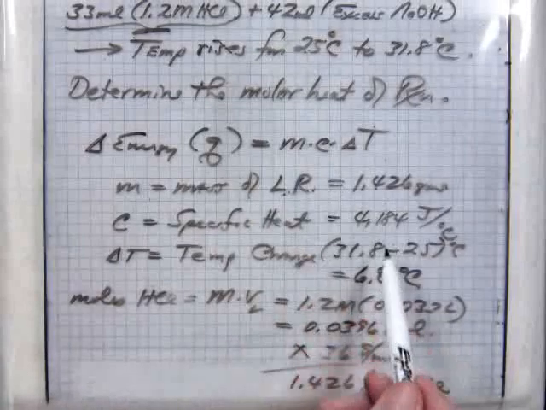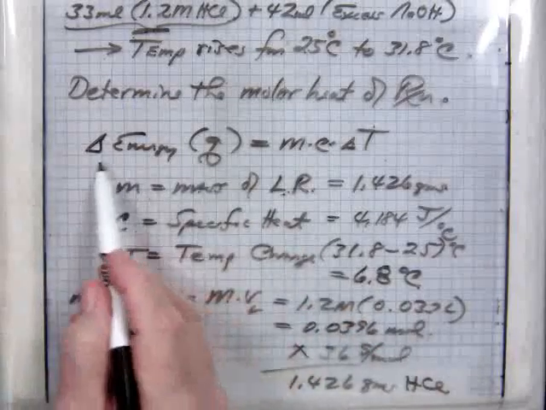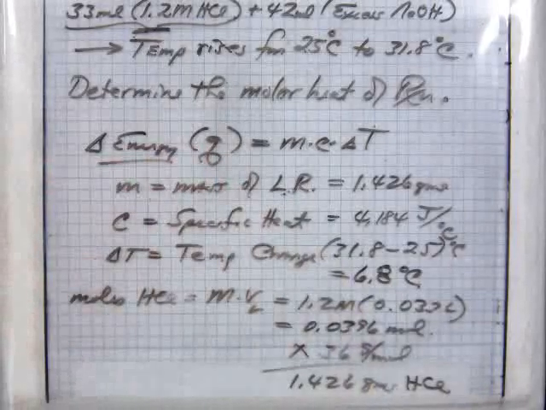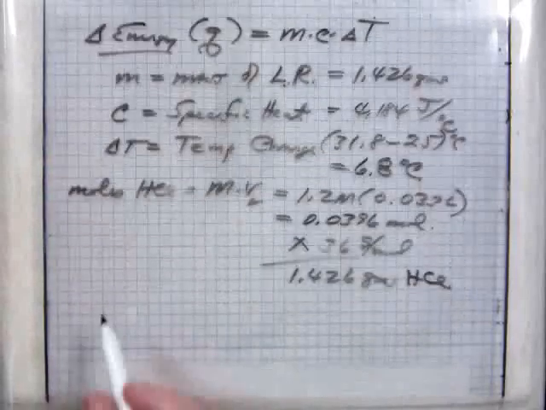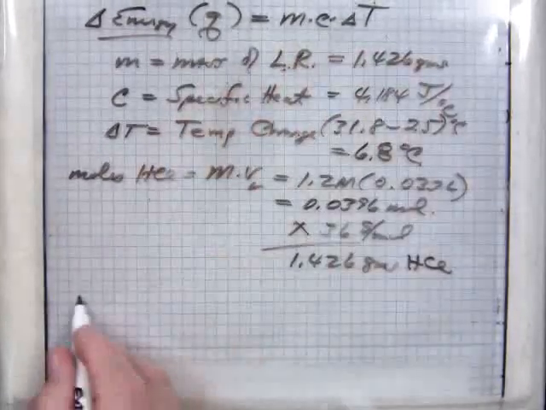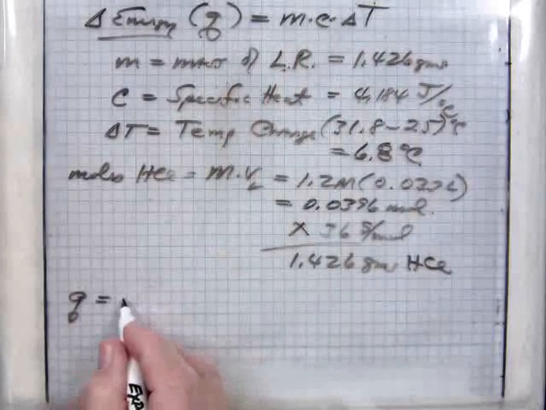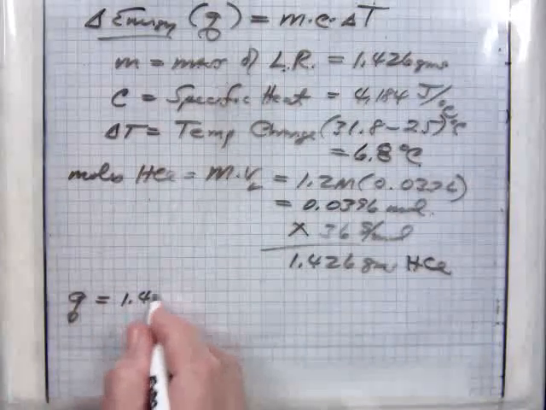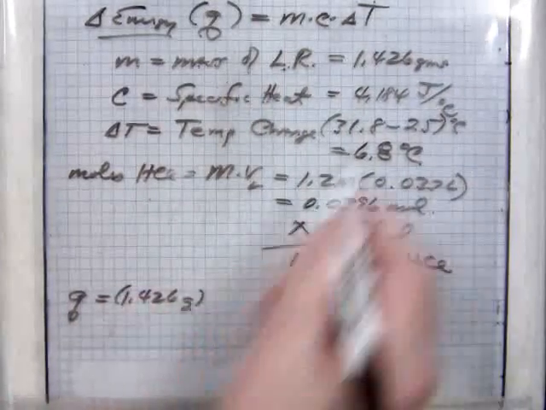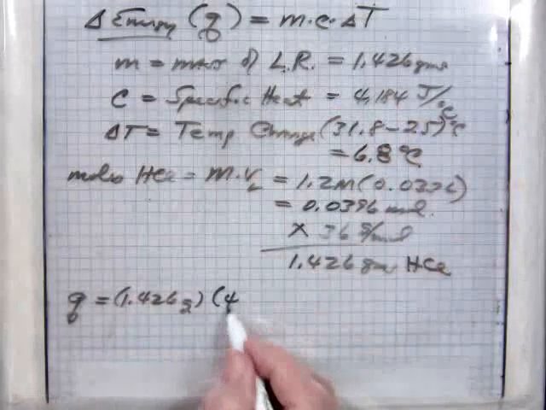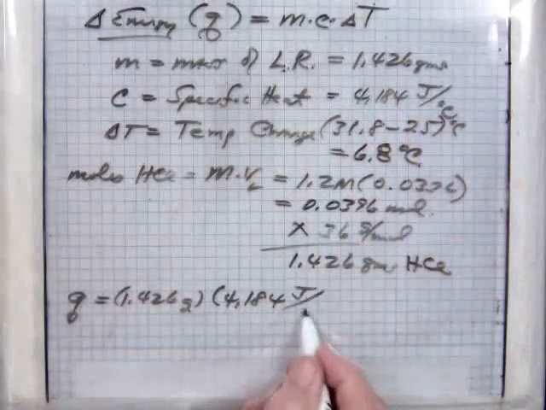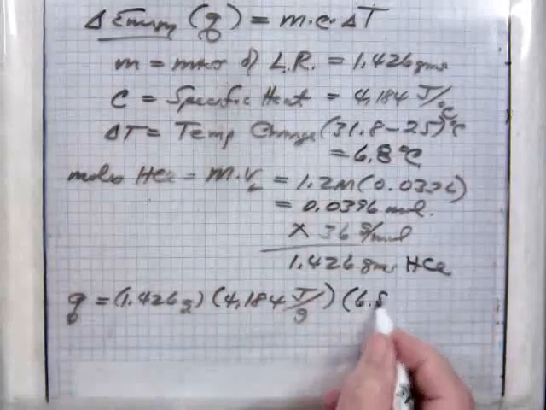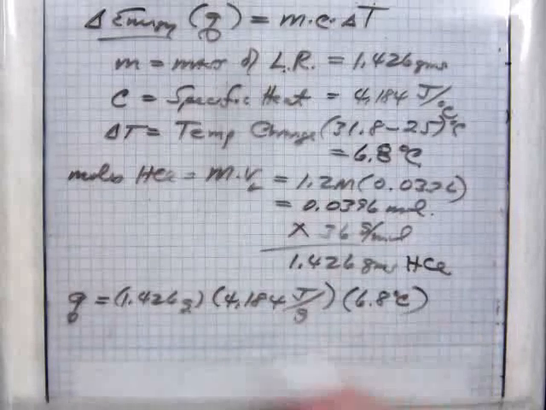So I have all of the data that I need to calculate the energy of this being the limiting reagent. Okay, so Q equals MC delta T would be 1.426 grams, would be this one. C is 4.184 joules per gram degree C here, and then your temperature change was 6.8 degrees C, right there.